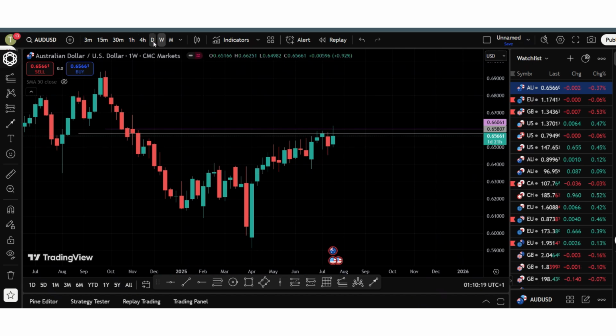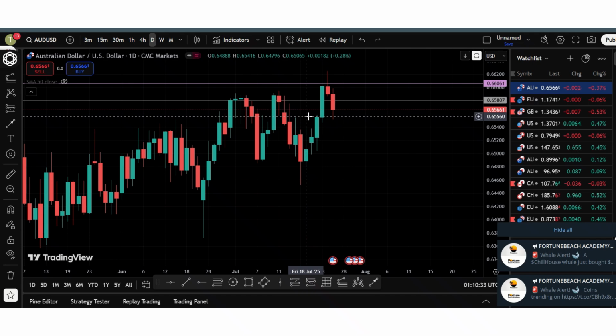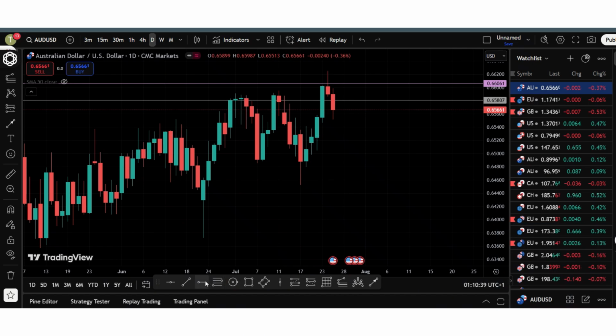So let's go to the daily. Even though we rejected on the weekly, we did not have any open close. The daily did not close below this level. Since the daily did not close below this level, instead it rejected from this level. So what does this tell us? It tells us that the bulls are still in the game.